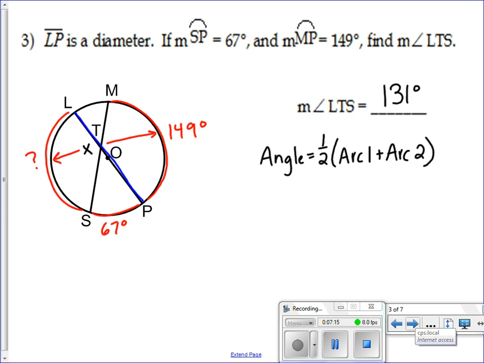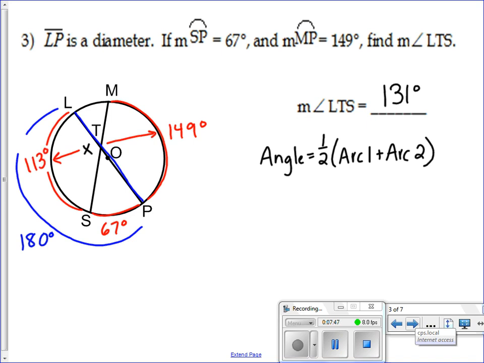So how do you think we can find that missing arc? Well, we were told earlier that we have a diameter. Diameter splits the circle in half. So the measure from L to P is going to be 180. So now we can do 180 minus that 67 that was given to us earlier. 180 minus 67 will give you 113. So we can now replace this arc with 113.